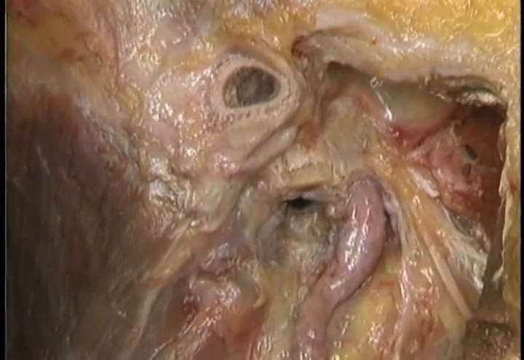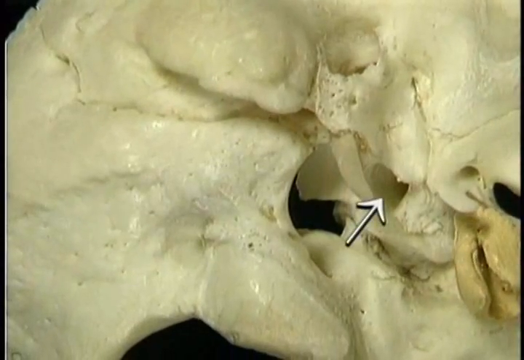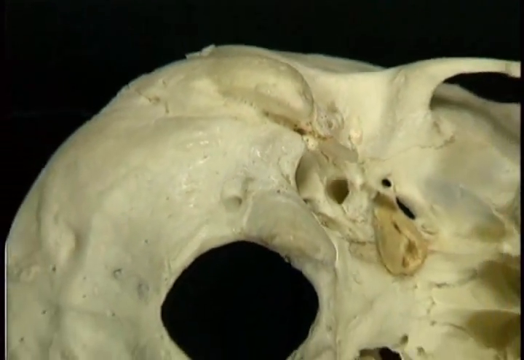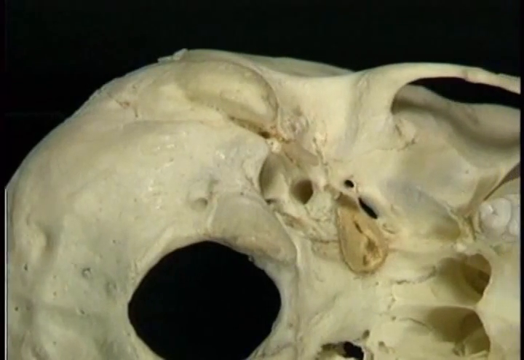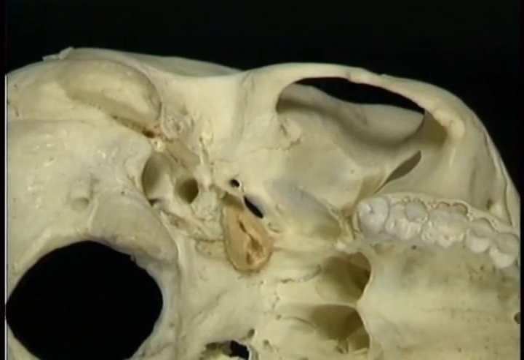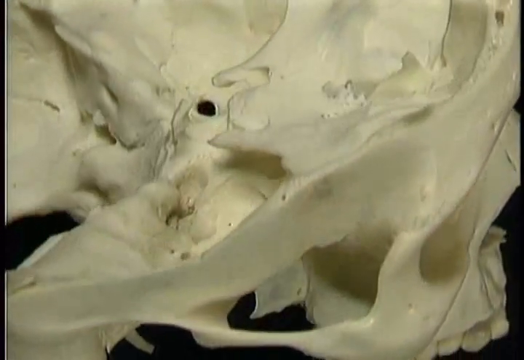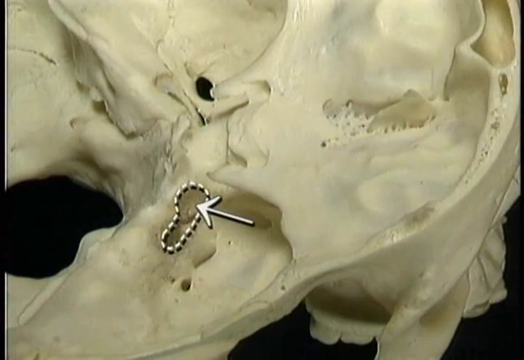The internal carotid artery enters the carotid canal, which is here in the dry skull. The carotid canal immediately turns to run forwards and medially. To see the other end of the carotid canal, we'll go all the way round to the inside. The carotid canal comes from this direction and ends here at the foramen lacerum.